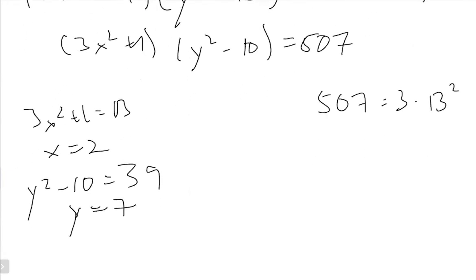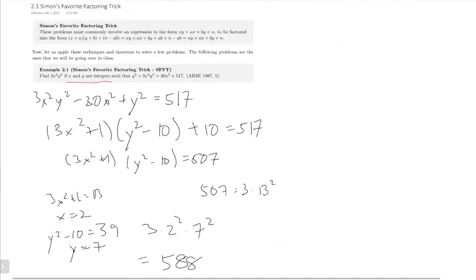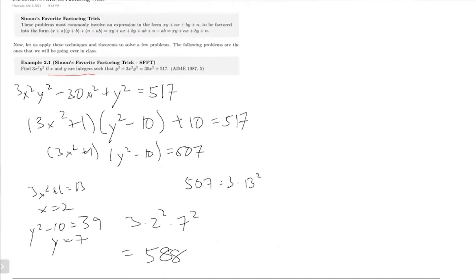And then lastly, we want to go back to the problem to make sure we're finding the right thing. It asks for 3 times x squared times y squared. So 3 times 2 squared times 7 squared is equal to 588, all right? And that's our answer. So you can notice that this problem was simplified greatly just by us using Simon's favorite factoring trick.